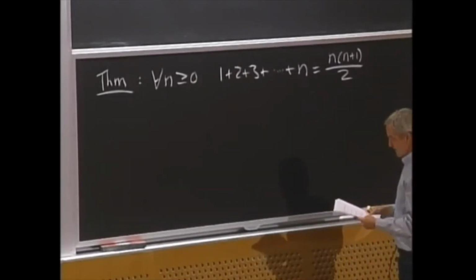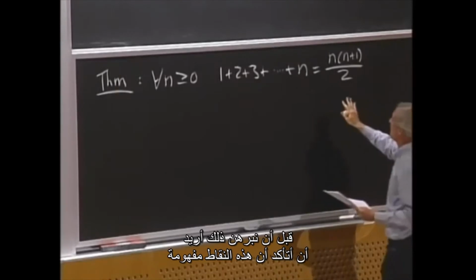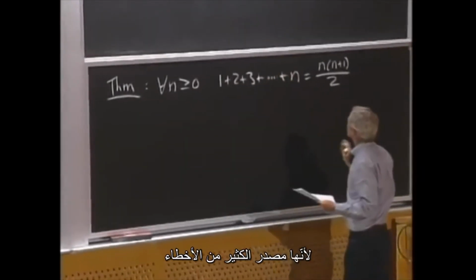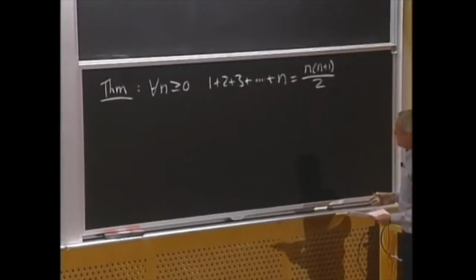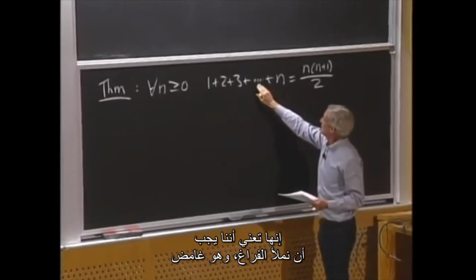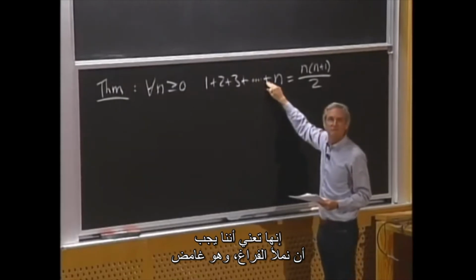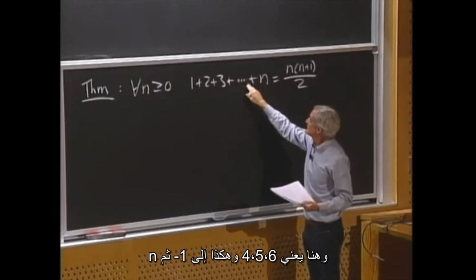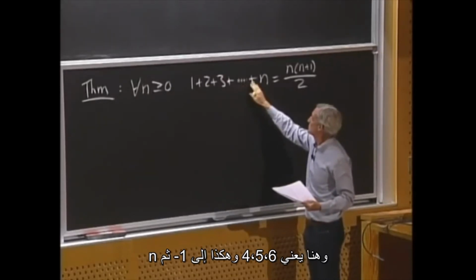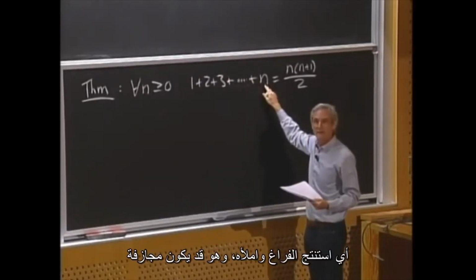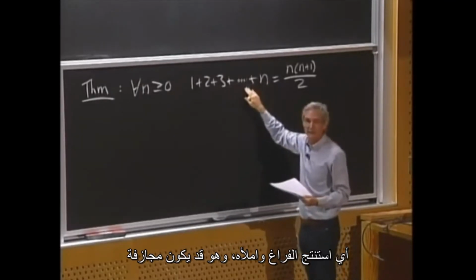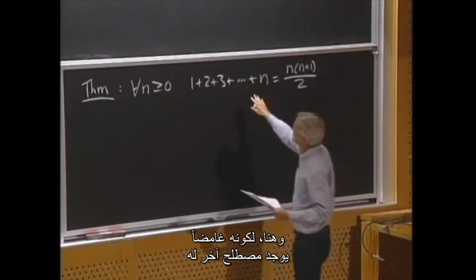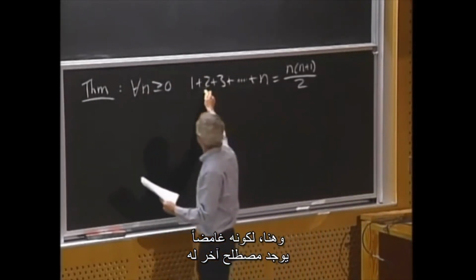Now, before we prove it, I want to make sure we understand this dot, dot, dot notation, because it is the source of a lot of errors. What it means is that you need to fill in the pattern here, which is vague. In this case, you fill in 4, 5, 6, all the way up to n minus 1, and then n. Figure out the pattern and fill it in.